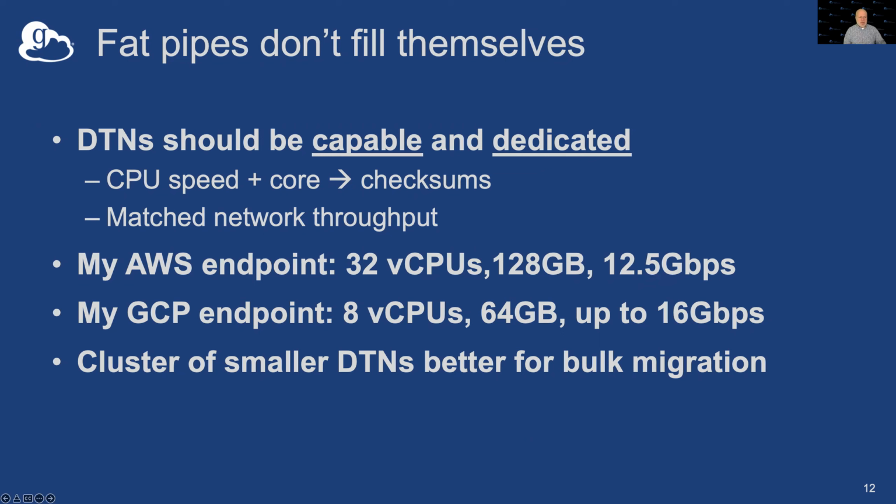And this is where I talk about, so I've got this point here about matched network throughput up above. That's really what I mean, is there's no point provisioning this wonderful network and then using an instance that taps out at a gig or 5 gigs or something like that. And also having a cluster of smaller data transfer nodes tends to be better for bulk migration, because if you're going to have lots of users sending lots of transfers, then Globus can distribute those across multiple nodes.